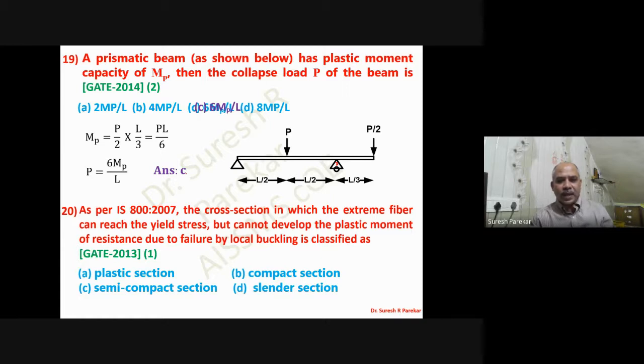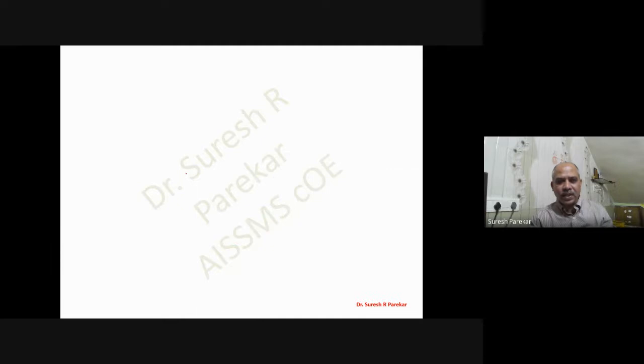Then question 20: as per IS 800 2007, the section in which the extreme fiber can reach the yield stress but cannot develop the plastic moment of resistance due to failure by local buckling is classified as, the answer is C, semi-compact section.